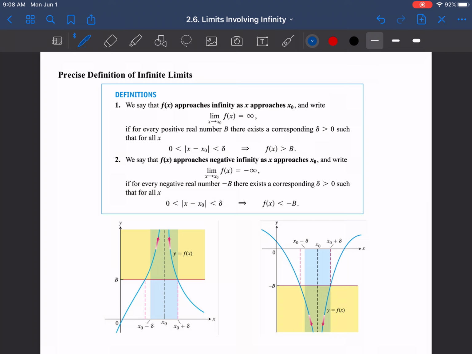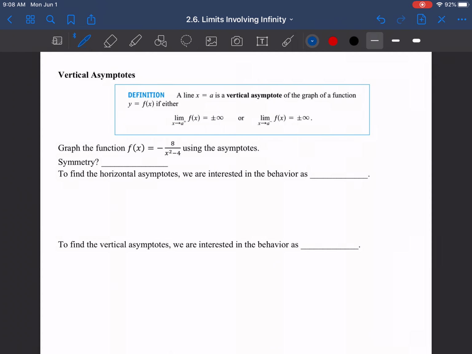And then similarly for negative infinity, and you can see it there in the graphs, that basically we just keep going bigger and bigger and bigger no matter what value you pick. We can do that.